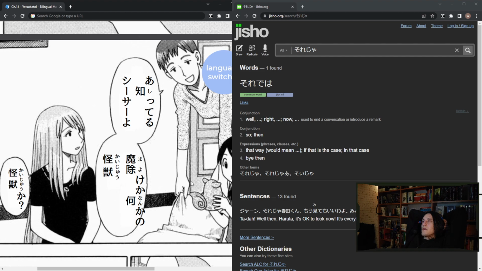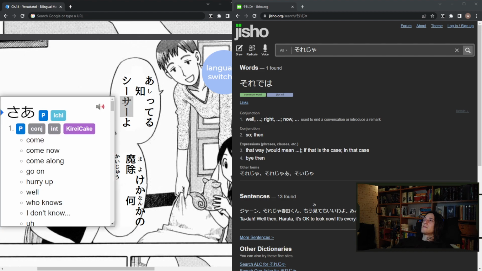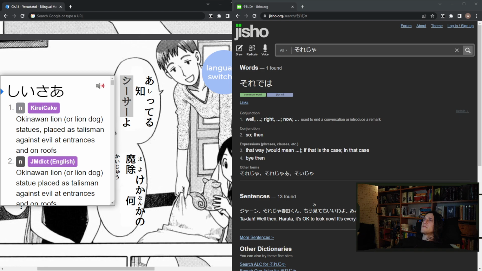あ、知ってる。しさよ。Am I reading it correctly? Katakana is not my strong suit. So, shisa. Did I say she? I said she, right? No, that's she. Shisa.